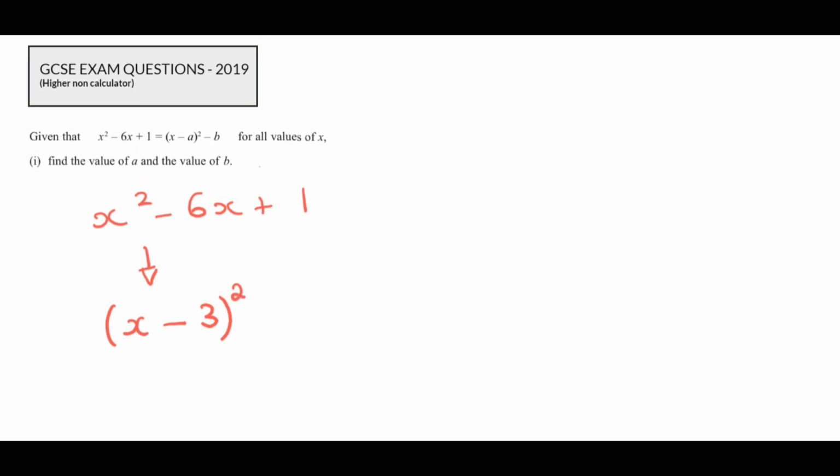And because we're completing the square, what we need to do now is 3 squared is 9, so I'm going to subtract 9. And then this plus 1 here, I'm going to put at the end. So therefore, I've got x minus 3 all squared minus 9 plus 1. That's going to become minus 8.